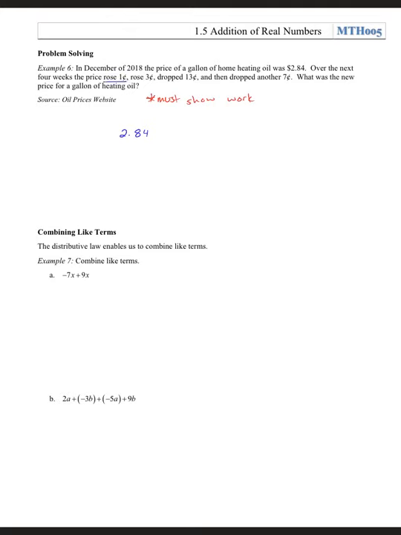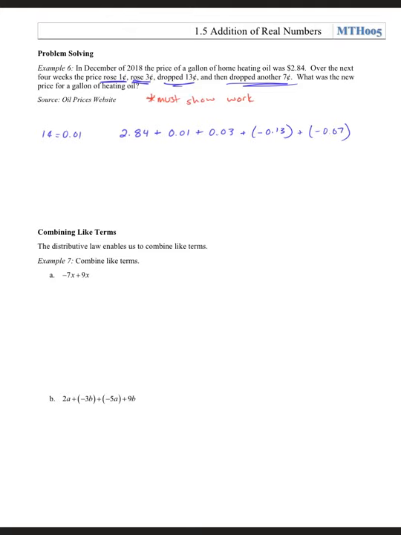Now the first thing is it rose 1 cent, so we're going to add 1 cent. Now keep in mind, 1 cent is 0.01. It says it rose another 3 cents, so 0.03. Now it dropped 13. So we are going to add now this time a negative 13 cents. And then lastly, it dropped another 7 cents. So we're adding again a negative 0.07.